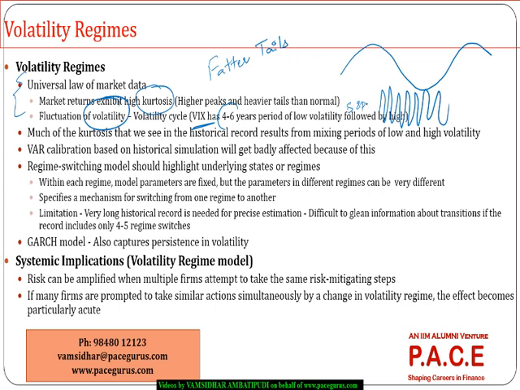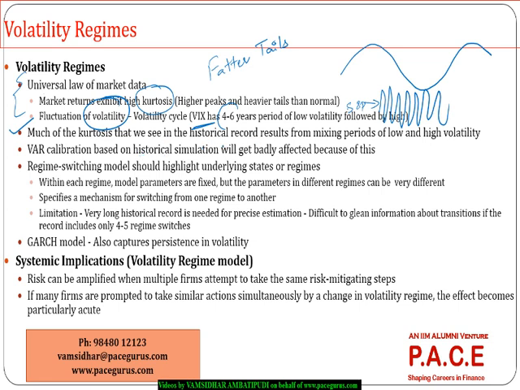And because of even this kind of movement, much of the kurtosis that we are seeing is because of the mixing of periods of high volatility and low volatility. So if I combine data of high volatility with data of low volatility, the distribution that is going to get generated is going to be more and more chaotic, highly chaotic. So that is one of the important things we need to understand.